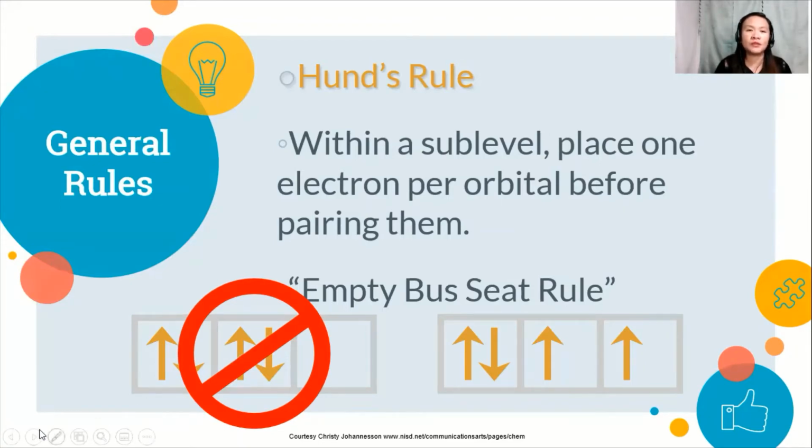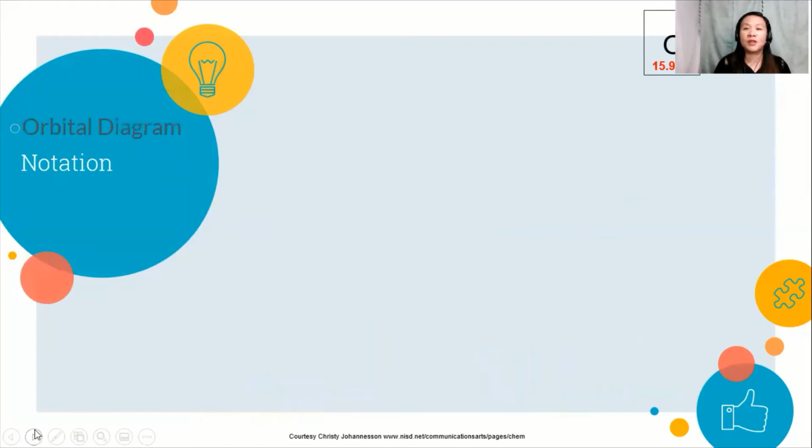Take note of these three principles, and by using them, we can now make our orbital diagram. For example, we have oxygen. How do we write the orbital diagram for oxygen? Of course, we need first to get the electron configuration of oxygen before we are able to make its orbital diagram.